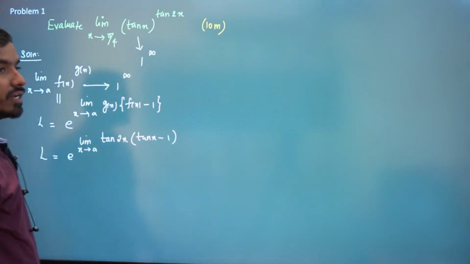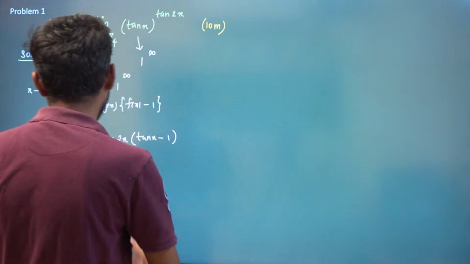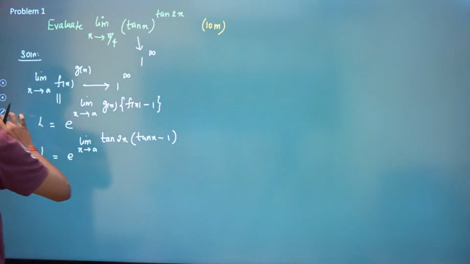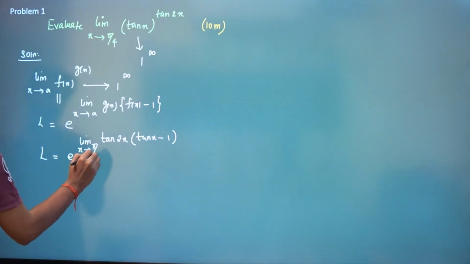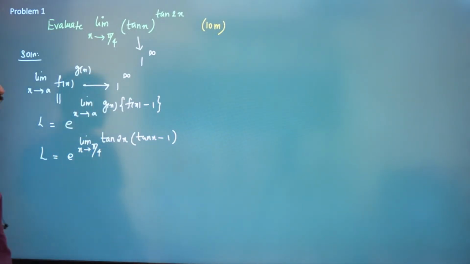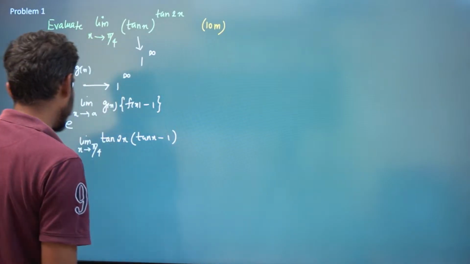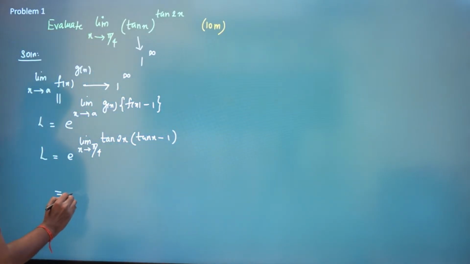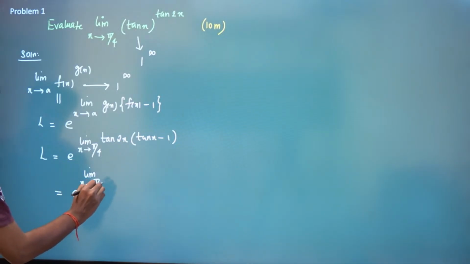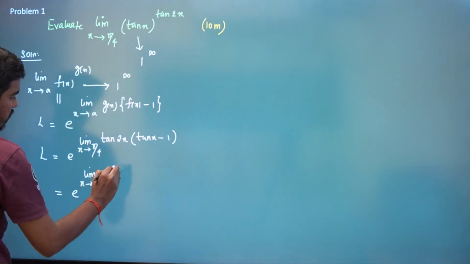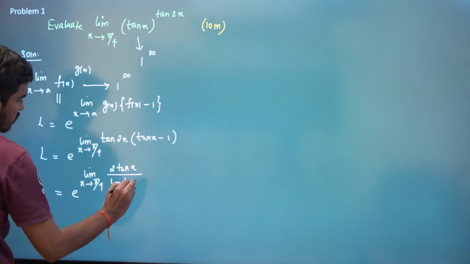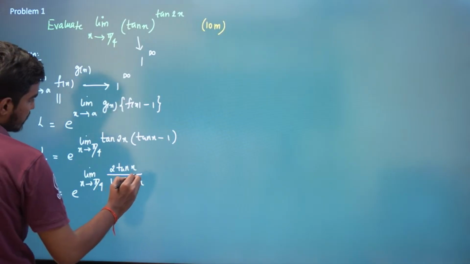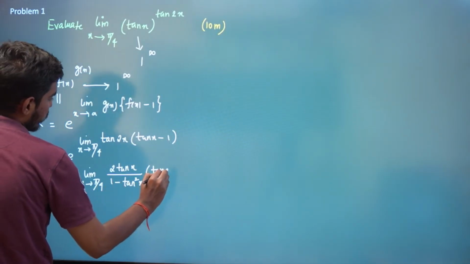So we have e power limit x tending to a. Here our a is pi by 4, so I will apply pi by 4 here. We have e power limit x tending to pi by 4 of tan 2x into (tan x minus 1). We know tan 2x is 2 tan x by 1 minus tan square x, and this is tan x minus 1.